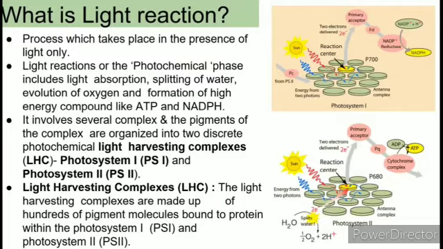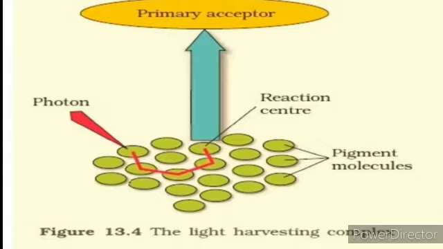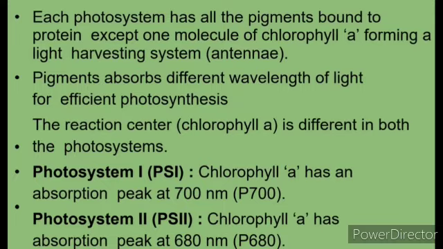Light harvesting complexes. The light harvesting complexes are made up of hundreds of pigment molecules bound to protein within photosystem 1 (PS1) and photosystem 2 (PS2). Each photosystem has all the pigments bound to protein except one molecule of chlorophyll A, forming a light harvesting system that is called antennae. Pigments absorb different wavelengths of light for efficient photosynthesis.